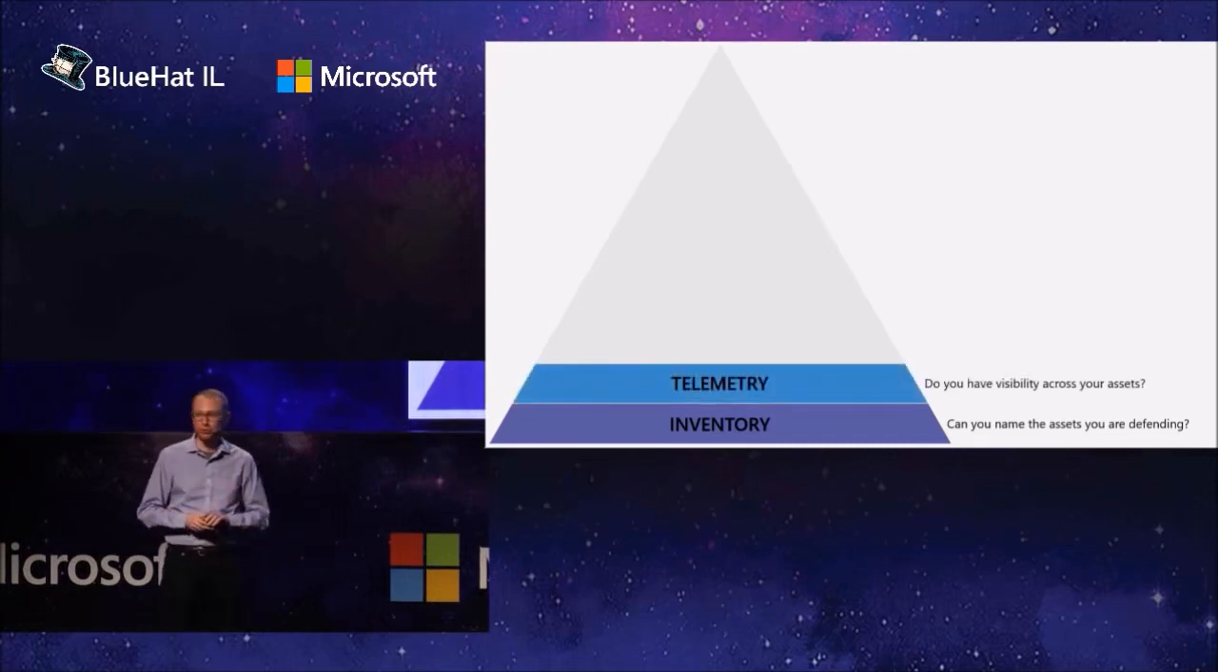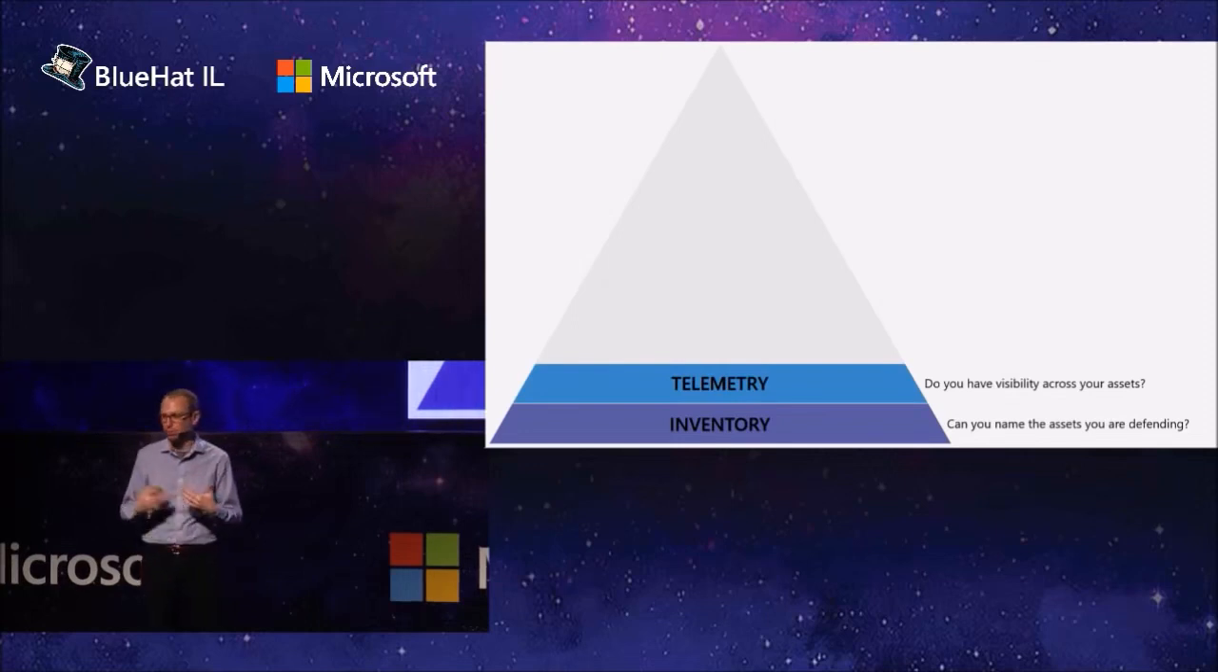Once you know which resources are yours, do you have telemetry from them? Are you getting activity from all of them? Would you know if one of those machines stopped reporting?